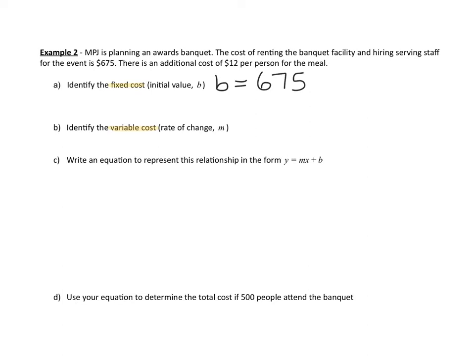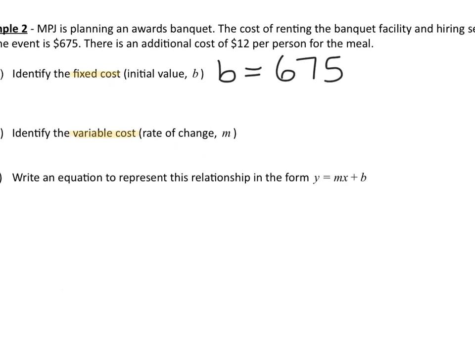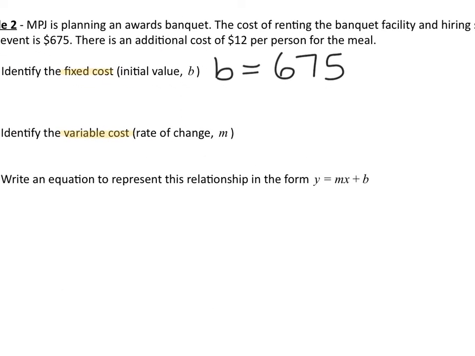Another way, if you're not completely sure, to identify this variable cost is you can look for a keyword, and that keyword in the problem is going to be the word per. So that word per usually is the signifier or the identifier for the variable cost. So we're going to go ahead and write that in. We're going to say m is equal to 12.